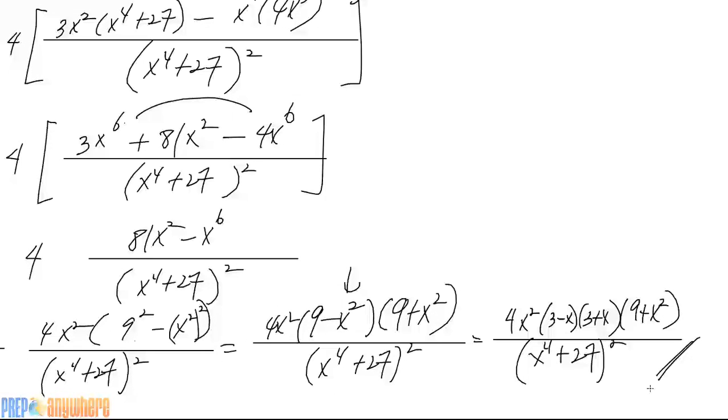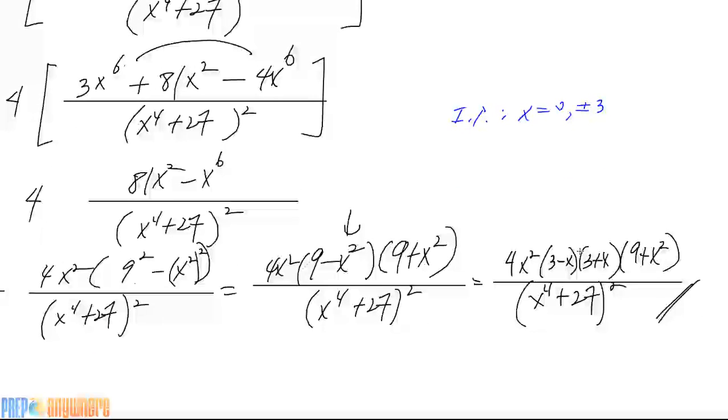Alright, so this is the final form. We're going to analyze this. So if you set that equal to 0, the potential inflection points are 0 and plus or minus 3. Anything from here? That's already there. No, wait, no. This cannot be 0 because it's x squared, right? So these are the potential inflection points. Okay, to determine whether it is an inflection point, I need to know when this is positive and when it's negative.